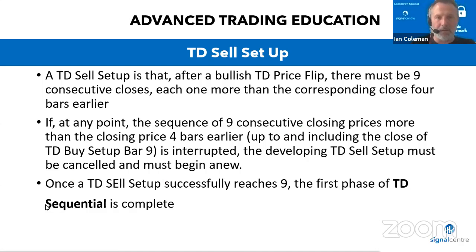So obviously the TD sell setup is opposite to the buy setup. A TD sell setup is that after a bullish TD price flip, there must be 9 consecutive closes, each one more than the corresponding close 4 bars earlier. If at any point that's broken, then as we said before, you have to start anew. Once the TD sell setup is successful and reaches 9, the first phase of the TD sequential is complete.